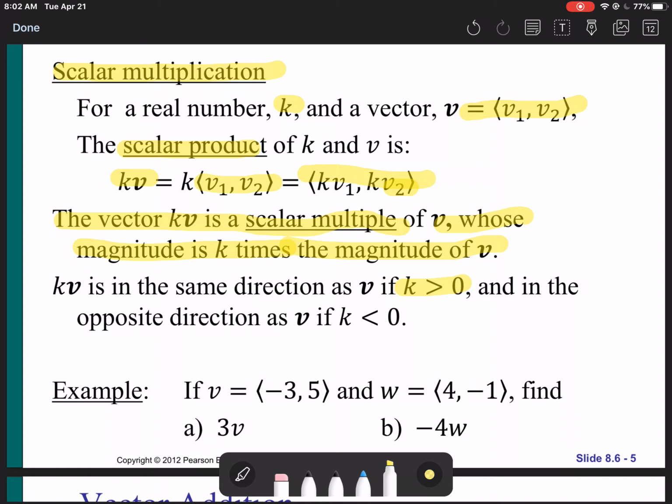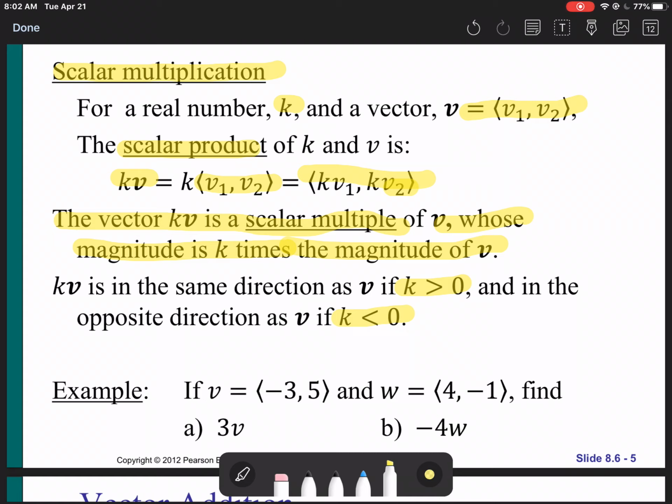But we could also multiply by a negative k value. And if I multiply by a negative scalar quantity, then I get a vector that again is k times longer than my original vector, but it's going to be in the opposite direction.